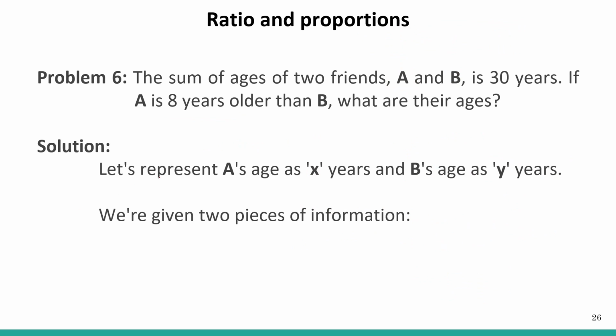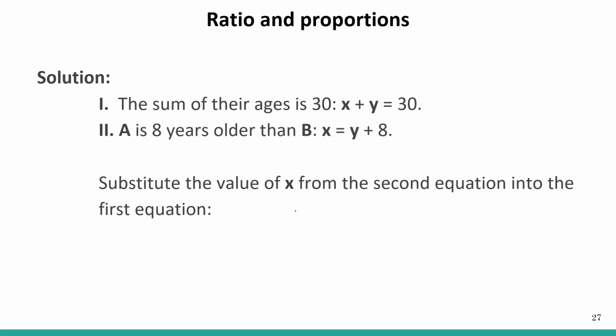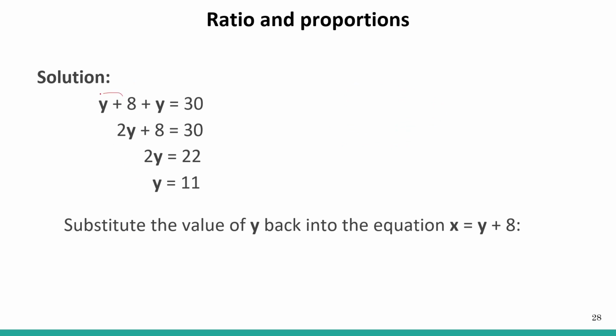So let's represent A's age as X years and B's age as Y years. We are given two pieces of information. The first is the sum of their ages: X plus Y is equal to 30, and X is equal to Y plus 8. So substitute the value of X from the second equation into the first equation. What we are left with is Y plus 8 plus Y, that is 2Y plus 8, is equal to 30. So this implies that Y is equal to 11.